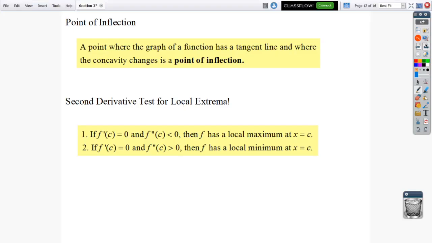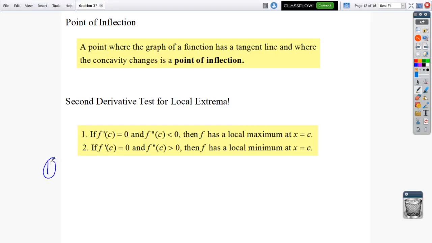We also have something called the second derivative test for local extrema. This one always got me. If you have a critical point where f prime of c is equal to 0, and if the second derivative is less than 0 at that point, then you have a local maximum at that point. If f prime is equal to 0 and f double prime is greater than 0, then f has a local minimum at that point.